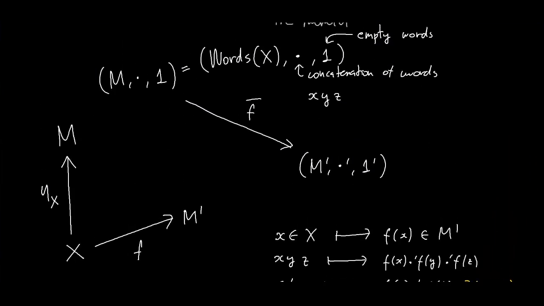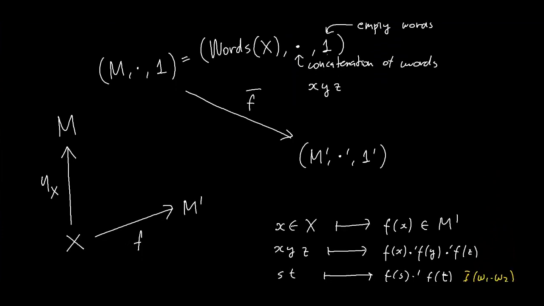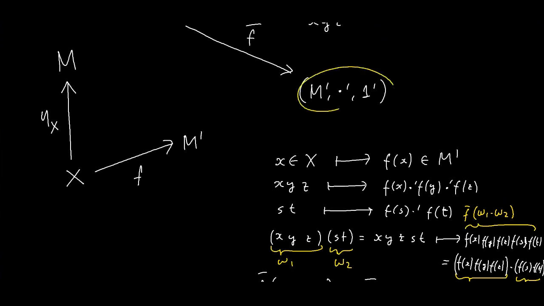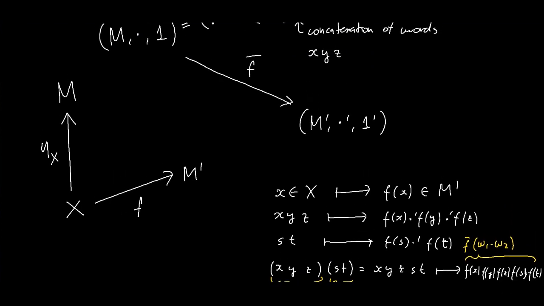Also, the identity element will be preserved. Remember, the identity element here is the empty word, and that means taking the empty product inside this monoid. By convention, the empty product is the identity element of the monoid, so it's basically preserved by convention.